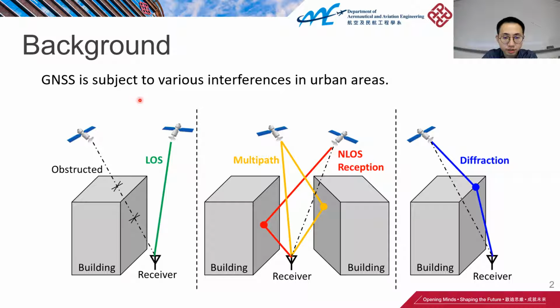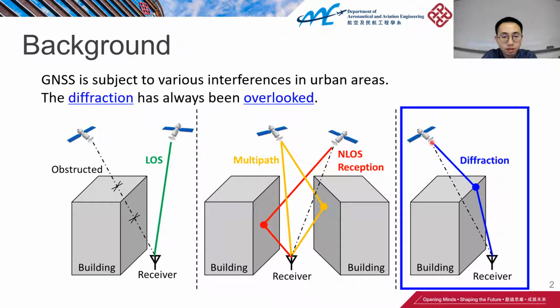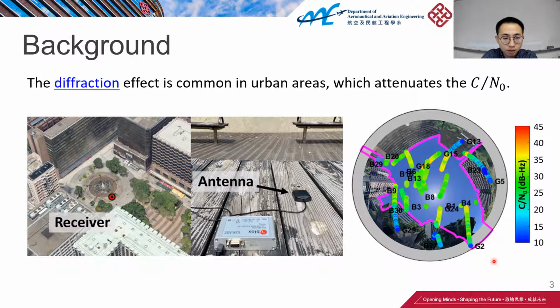The GNSS is subject to various interference in urban areas, including building obstruction, multipath effects, NLOS reception, and diffraction. Among those effects, diffraction has always been overlooked. From a real experiment, the diffraction effect is actually quite common in urban areas, which attenuates the carrier-to-noise ratio and degrades the related algorithms. To mitigate such degradation, we may need to model the diffraction.